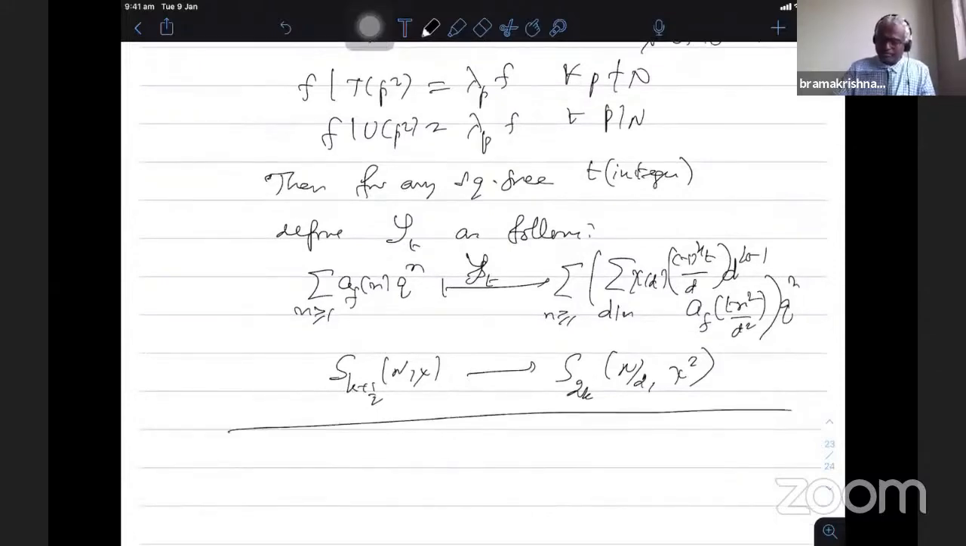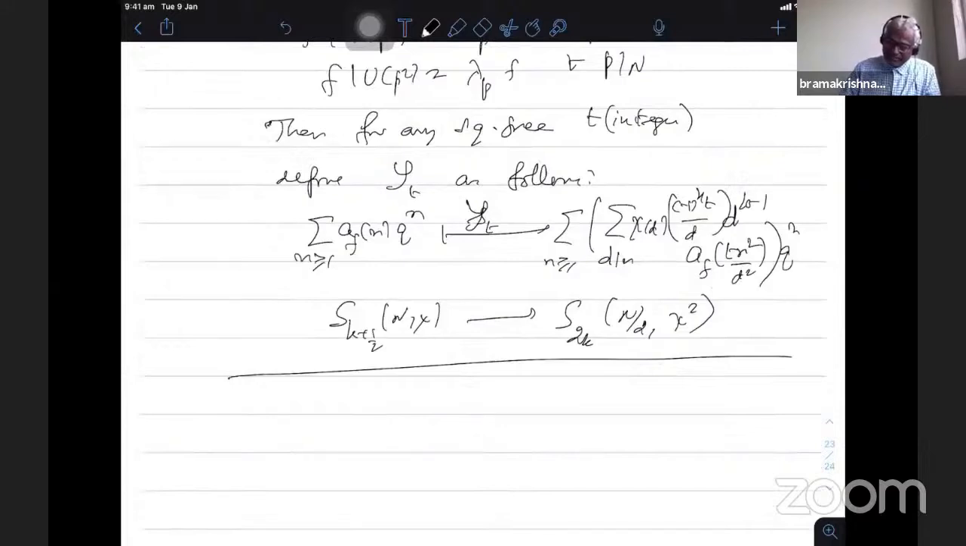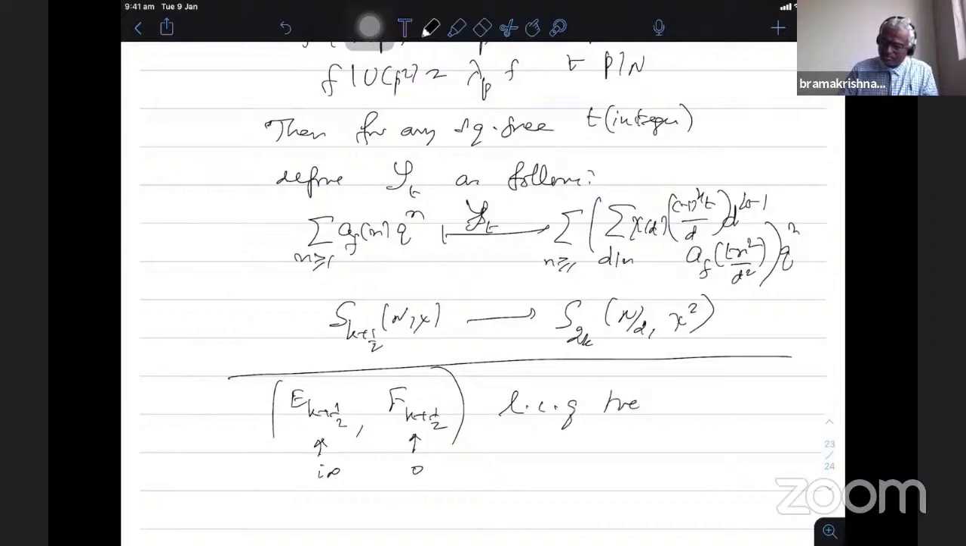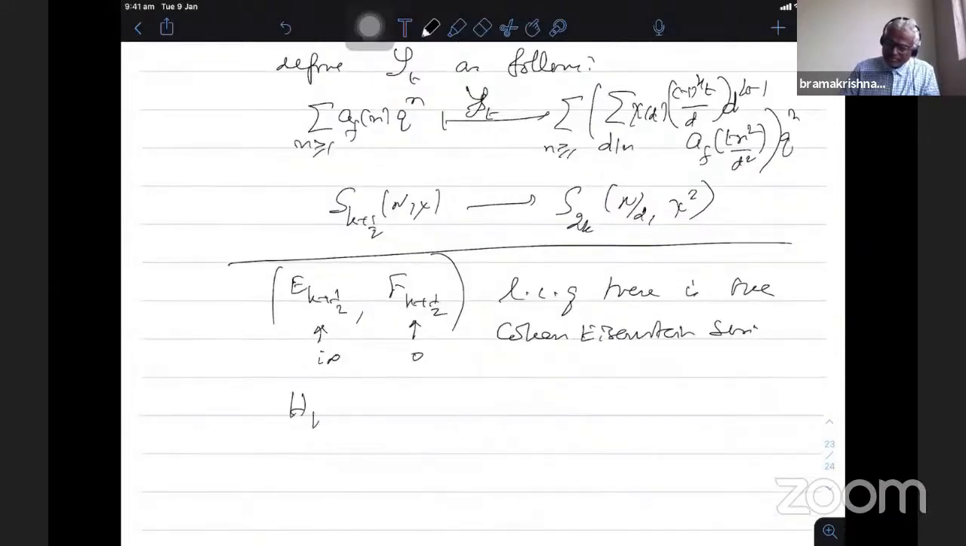Okay. Now we also saw the examples of E_{k+1/2} and F_{k+1/2}. This is corresponding to the cusp infinity. This is corresponding to the cusp 0. So we define two Eisenstein series, and a linear combination of these is the Cohen Eisenstein series, which is H_{k+1/2}(z), some constant times E_{k+1/2} plus some constant times F_{k+1/2}. Explicitly it was given; I have to go back and see.